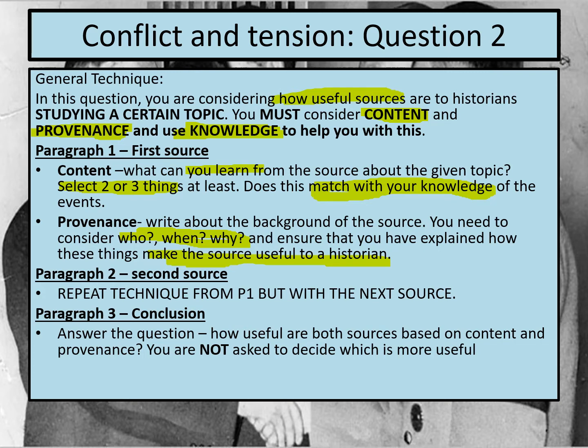So you're deciding how useful 2 sources are in telling you about a certain thing. So you're looking at how useful both those sources are. You're not comparing them, you're not deciding which one's more useful. You're deciding as a pair how useful are they to a historian. Let's have a look at an example.